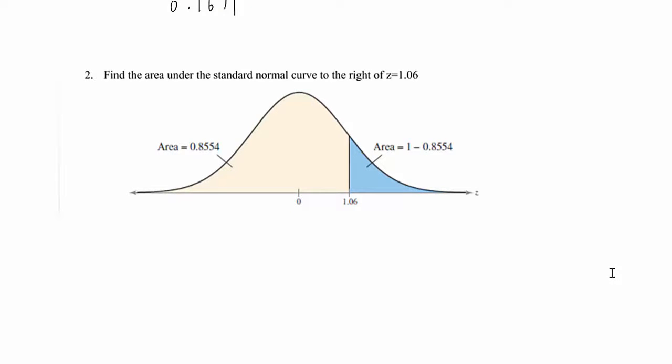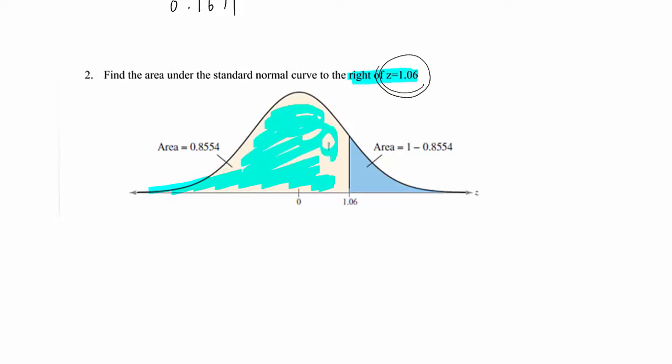All right, then let's look at the second example. The second example is find the area under the standard normal curve to the right of z equal to 1.06 here. Somehow this one, the area is already shown on this graph here. But anyway, if you read z equal to 1.06, then you will be given this area, basically because the z-score value always gives you the left side area.